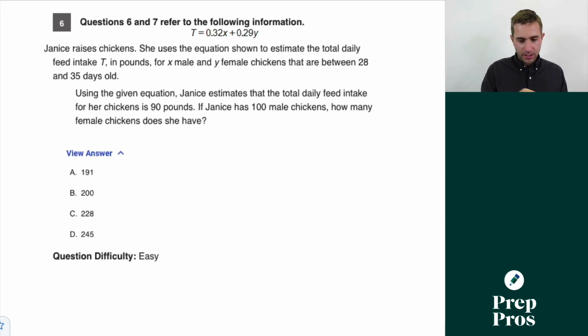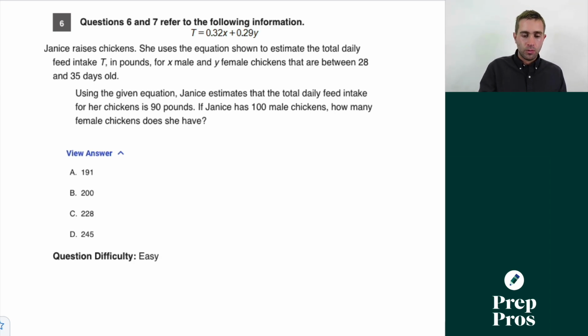Question number 6 here. So we're dealing with this equation. Janice raises chickens. She uses the equation shown to estimate the total daily feed intake T in pounds for X male and Y female chickens that are between 28 and 35 days old. Using the given equation, Janice estimates that the total daily feed intake for her chickens is 90 pounds. If Janice has 100 male chickens, how many female chickens does she have?